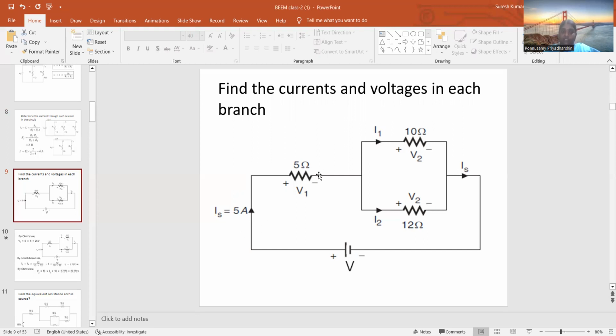So 5 into 5, it is 25 volt. And similarly, this 5 amps is getting divided, that is, we have to use the current division rule. Then only we will be able to get V1 and V2. If I apply the current division rule, I will be getting V1 and V2, and then I can apply Ohm's law to find out the voltage drop across the 10 ohms and 12 ohms resistors.